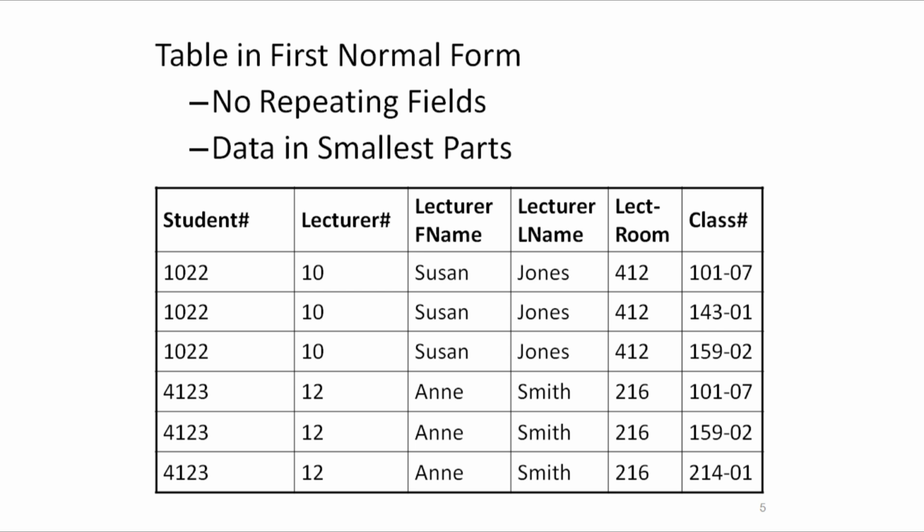Now, how do we transform that table to a first normal form? First, we need to remove all repeating fields and decompose the data in smallest part. This is what we get. We get a much smaller table with a student number column, lecturer number column, lecturer first name, lecturer last name, lecturer room, and the class number.